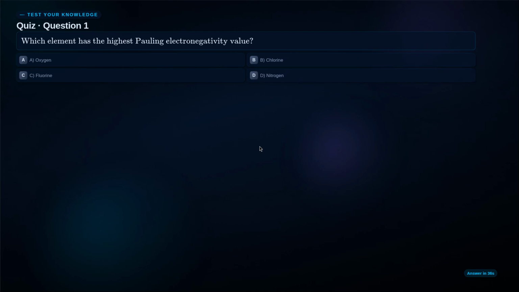Quiz question 1. Which element has the highest Pauling electronegativity value? Is it A, oxygen, B, chlorine, C, fluorine, or D, nitrogen? Take a moment to think about this. The correct answer is C, fluorine. Fluorine has the highest Pauling electronegativity at 3.98. It is the most electronegative element because it has the smallest atomic radius among the highly electronegative elements and the highest effective nuclear charge in its period.